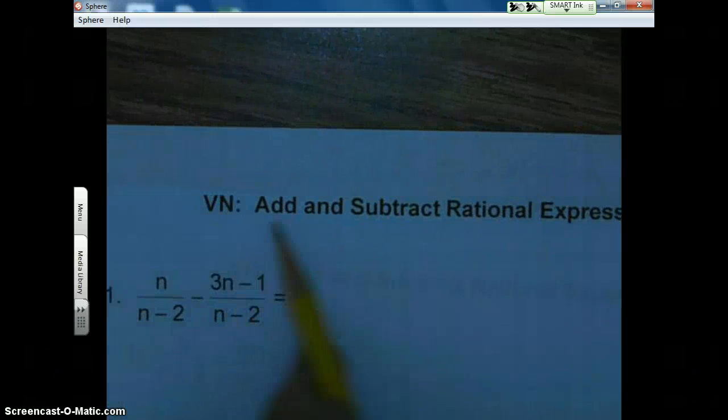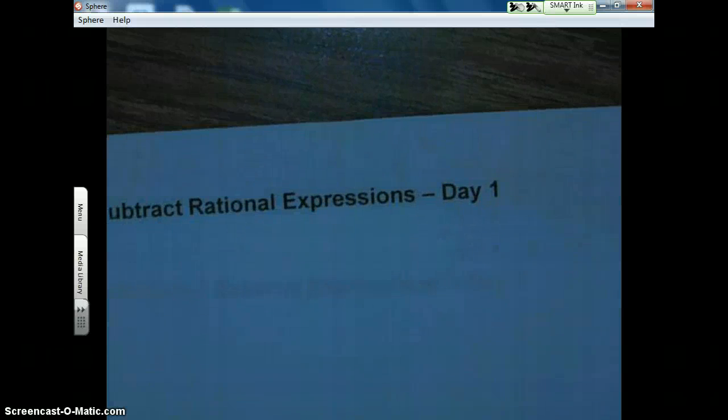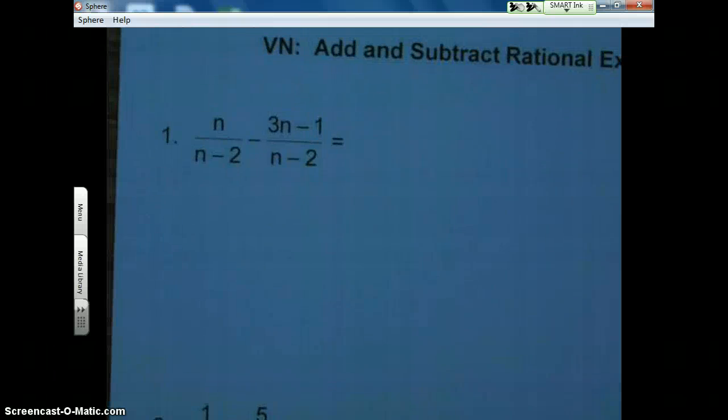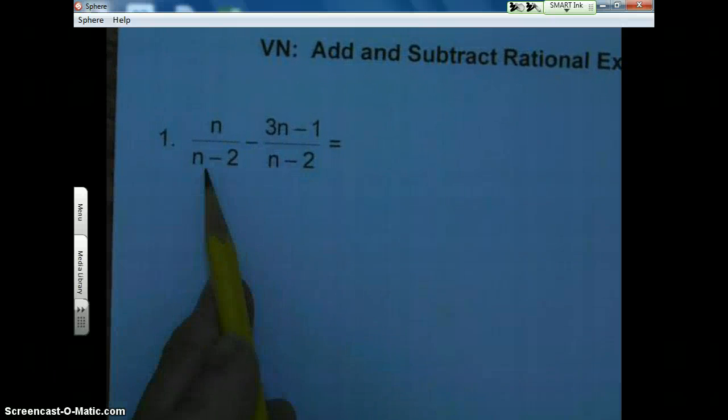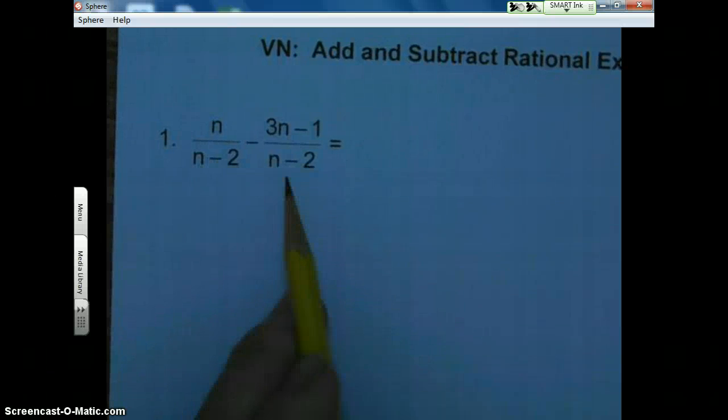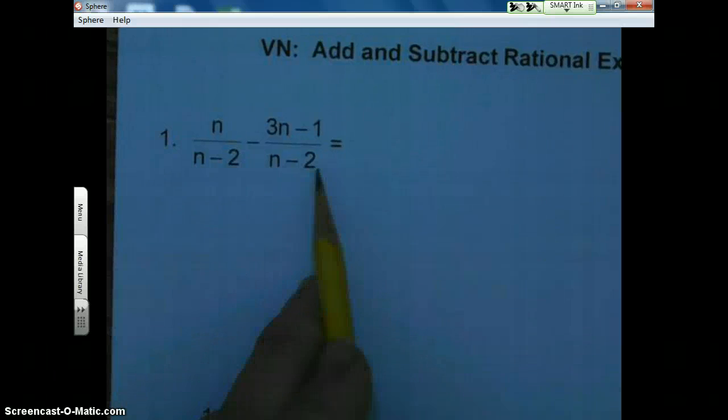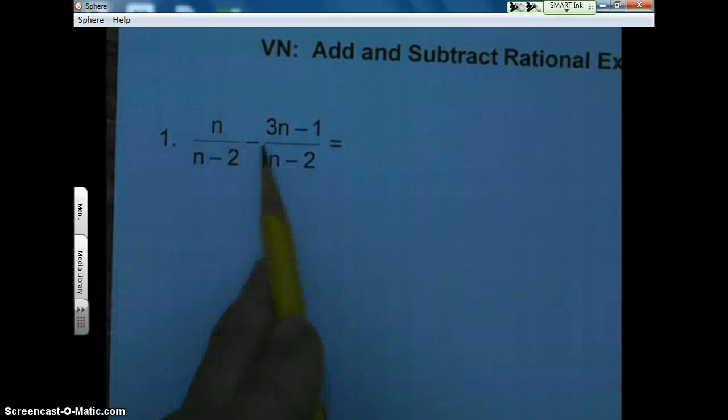Okay, add and subtract rational expressions. Day 1. So we're going to start off with some simple ones and move to more complex. So remember, when adding and subtracting fractions, you need to get a common denominator. Okay? Now, are the denominators the same? Yes. This group is the same as this group. So we can just start subtracting.